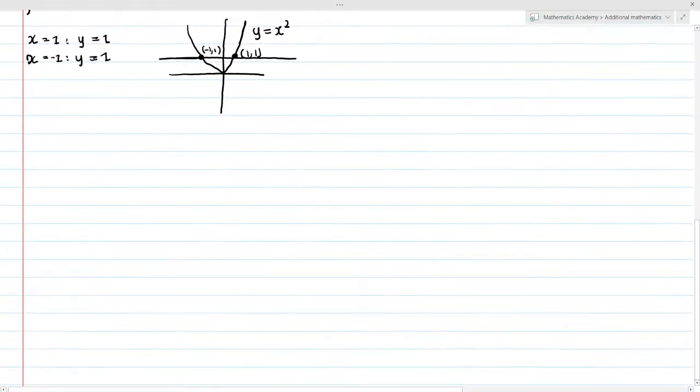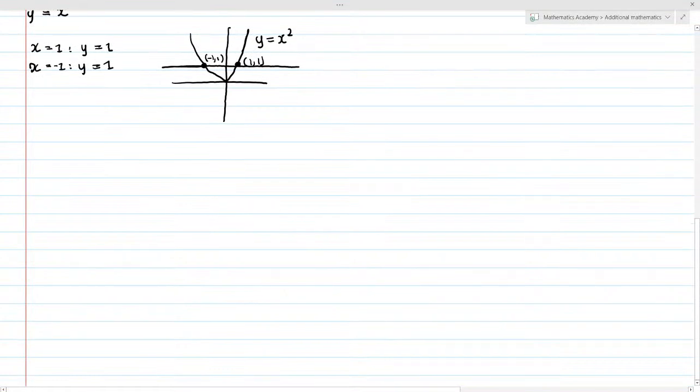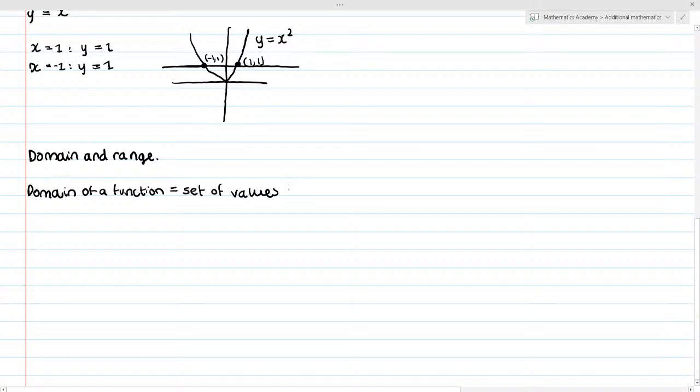Okay, so now we need to cover something called the domain and range of a function. So the domain and range. The domain of a function is the set of values of x that you are allowed to input.